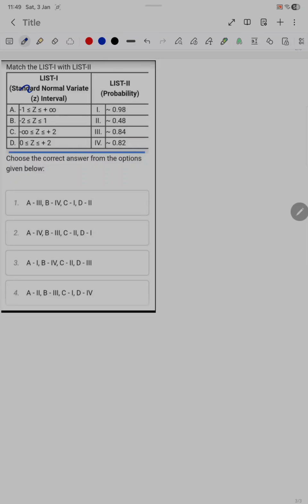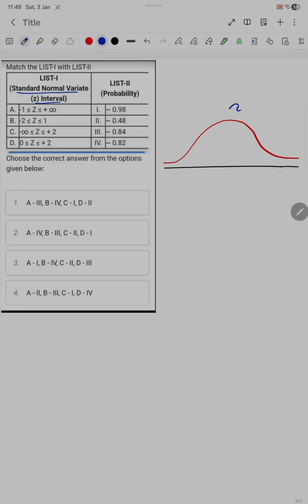Today we will see standard normal variate, how to find the probability that this particular z value will give. So first, to know that, we have to start with the normal probability curve. First we have to understand the normal probability curve, then we can see this particular thing.